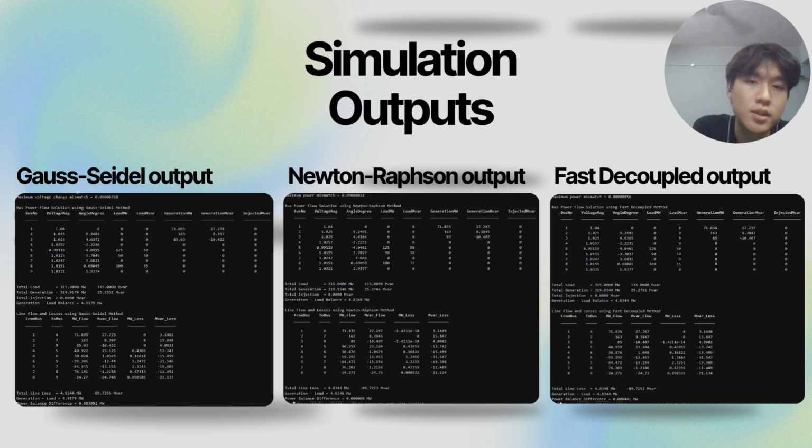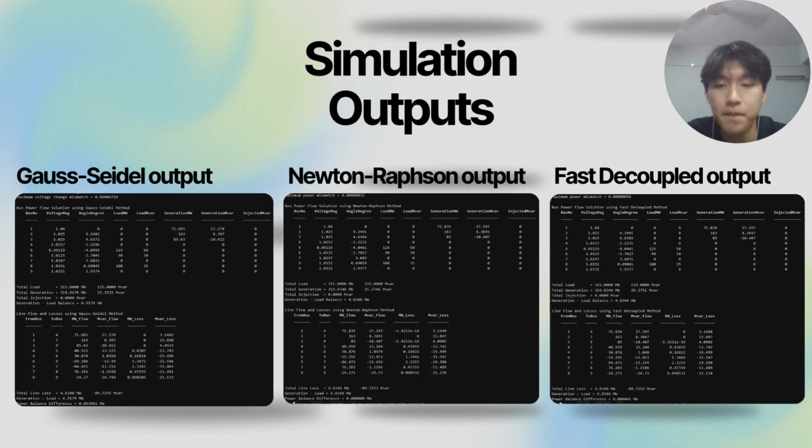This slide shows the MATLAB command window outputs for the three power flow methods. For the Gauss-Seidel method, the simulation converged in 18 iterations. For the Newton-Raphson method, the simulation converged in only 4 iterations. Meanwhile, the fast decoupled method converged in only 5 iterations. So from these outputs, all three methods successfully solved the power flow problem.